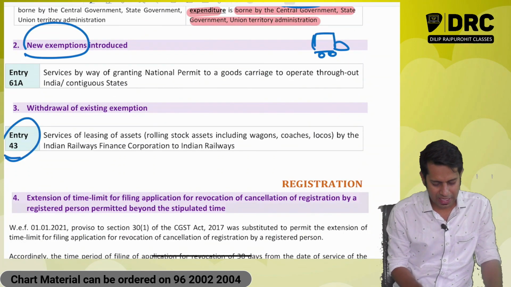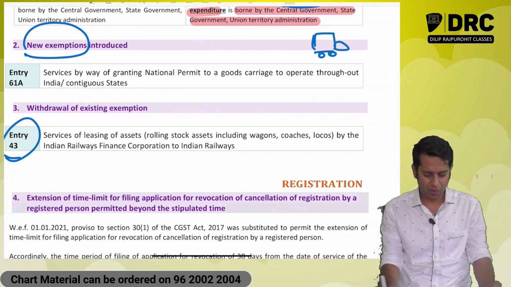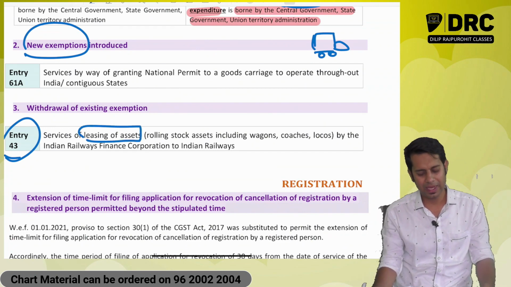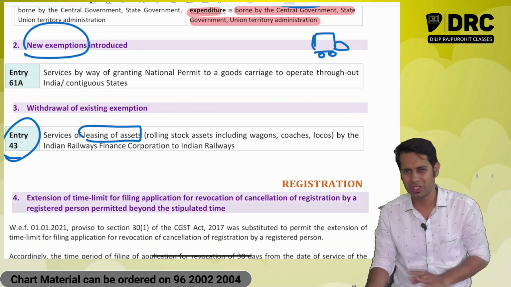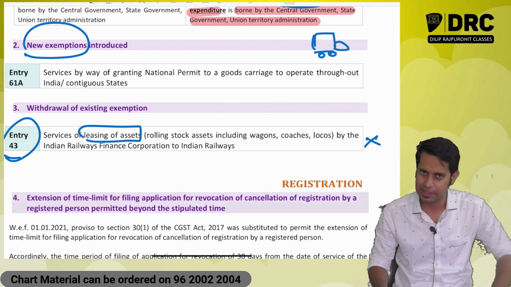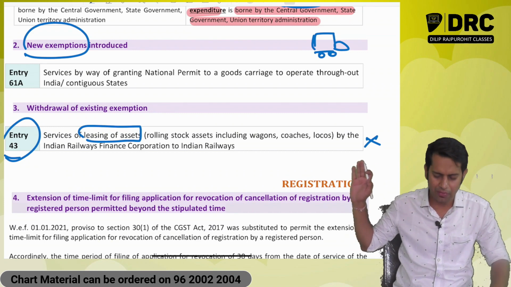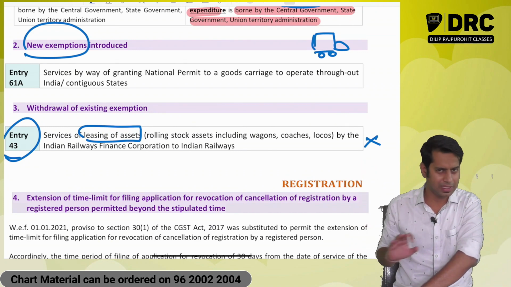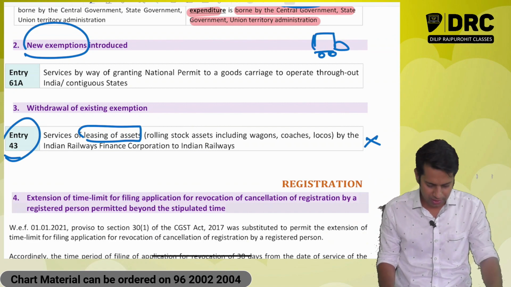Then there was one exemption which has been withdrawn. The exemption was with regard to leasing of assets by Indian Railway Finance Corporation. That exemption has been withdrawn. That means what? Now this particular thing is taxable. The exemption which was there all this while is no more applicable, so it is taxable.